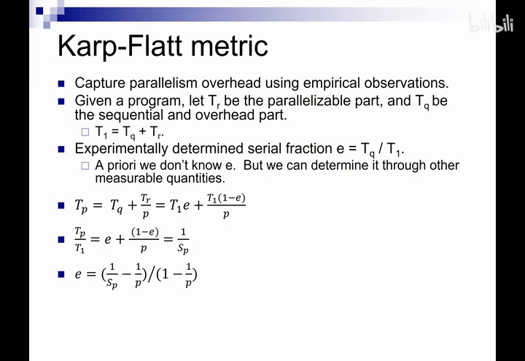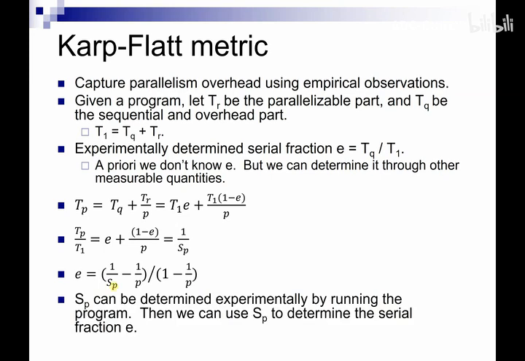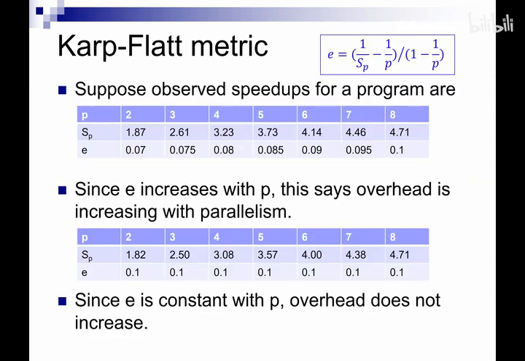Now let's look at the terms in this expression. We have this SP term, which is the actual speedup that you're getting with P processors. You can determine this just by running your program with P processors. And of course you know P. So using both of these quantities, you can compute E. Okay, so now let's do that. We have this expression for E over here.